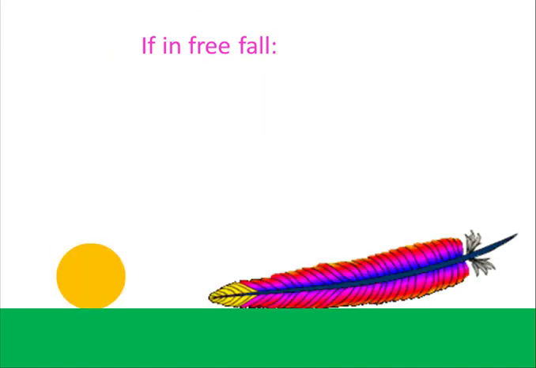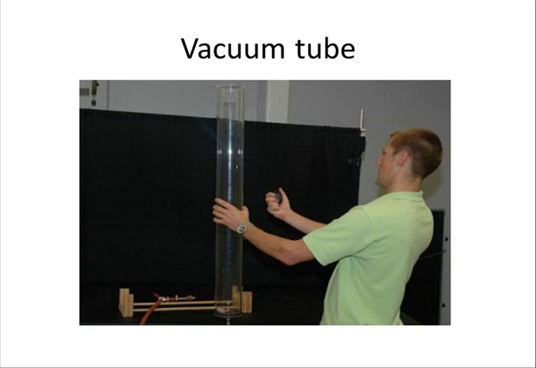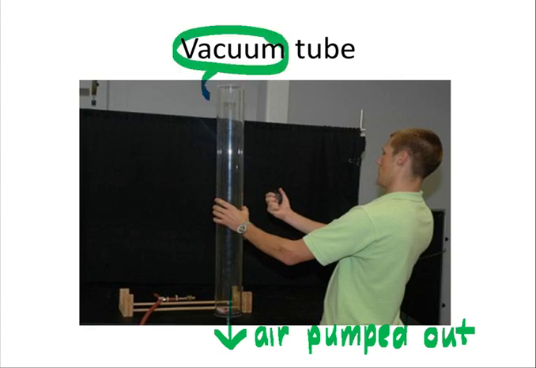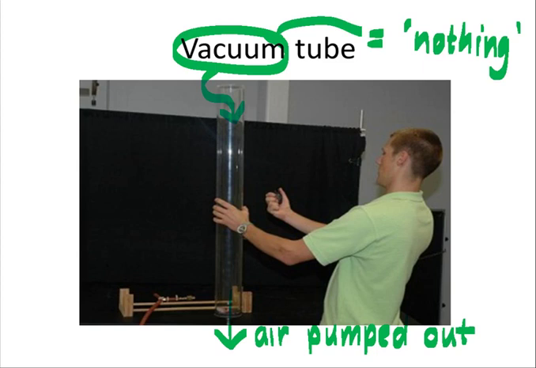How do we get that right? We could use a vacuum tube. A vacuum tube is a glass tube which has had some kind of pump out a lot of the air. Preferably all of the air, but that's probably impossible. But most of the air that used to be inside that glass tube has been pumped out, and so there's a partial vacuum. In other words, nothing inside that glass tube.